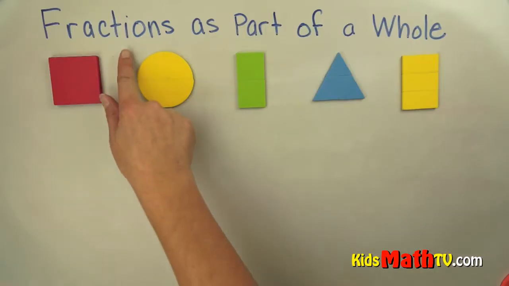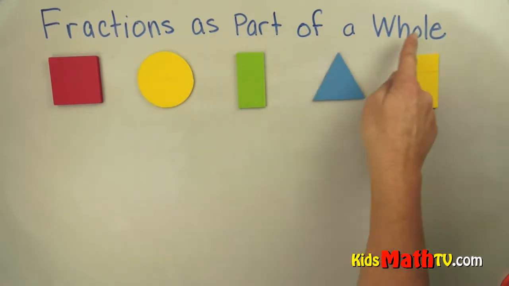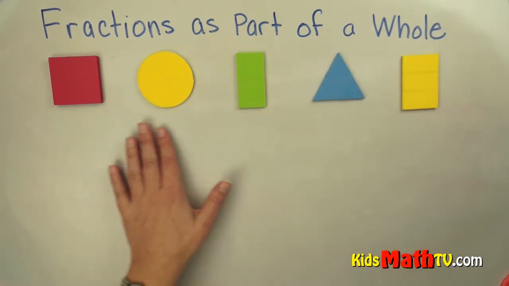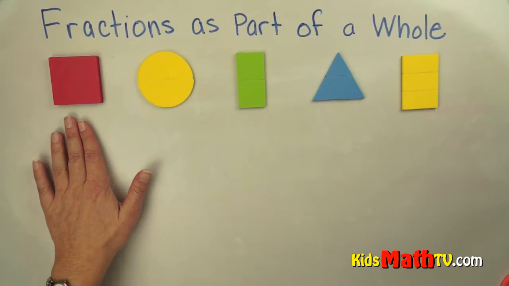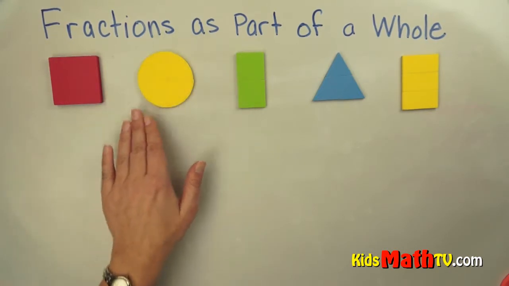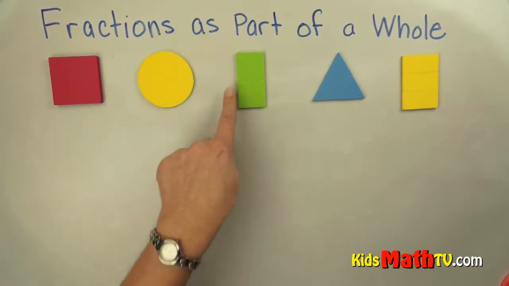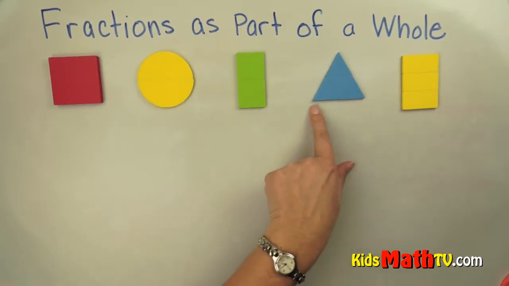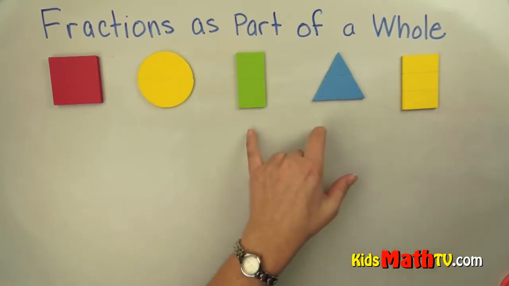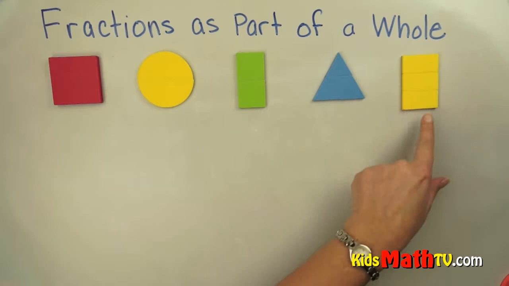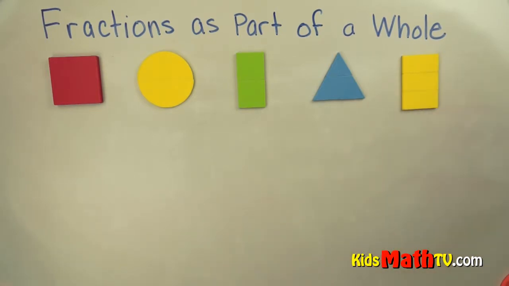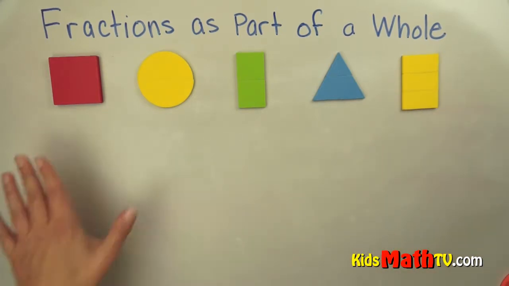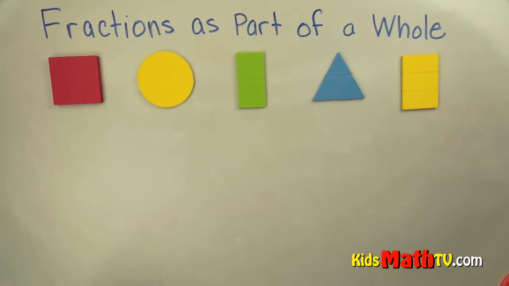In this lesson, you will learn about fractions as part of a whole. So you can see here that we have some whole shapes. We have a whole square, a circle, which is a whole circle. This is a rectangle, it's one whole rectangle, a triangle, and this is a different rectangle, okay? It's a different size, but it's still a rectangle. These are wholes, and we can split them into parts or into fractions.